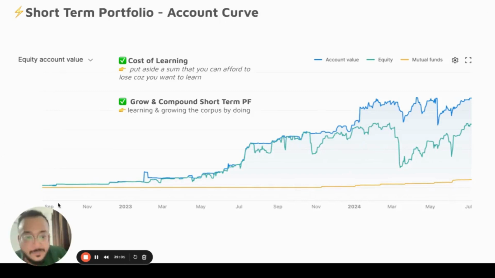So this is my experimental portfolio. Somewhere around July 2023 I started, and July 2024 this is the account curve. I've done a lot of FNO, I've made a lot of mistakes, I've done a lot of swing trading, a lot of momentum trading, with a lot of help from Ashwin as a very, very close mentor in terms of how I should have been building my short-term portfolio. Every single penny in this portfolio is something that we both co-manage.